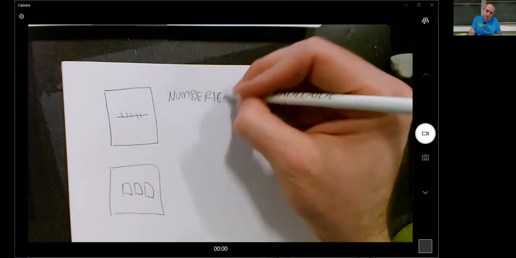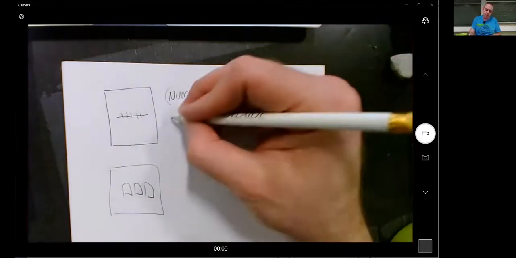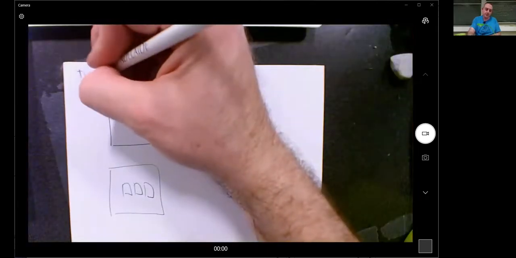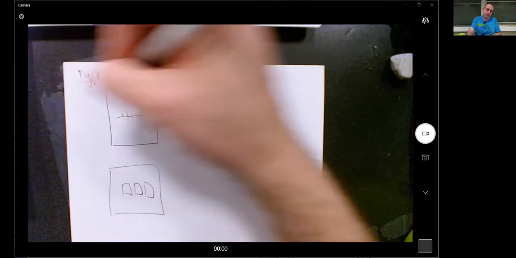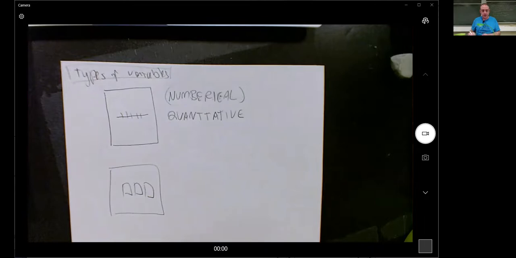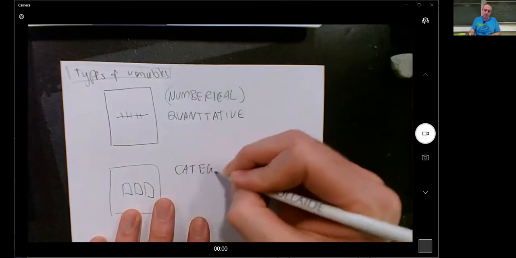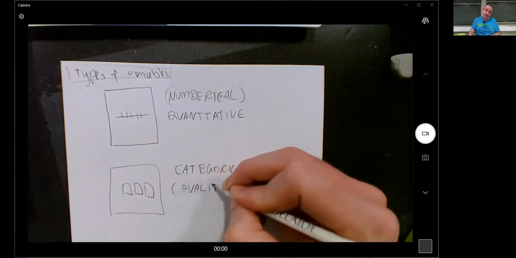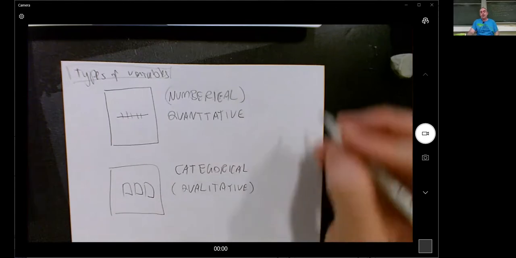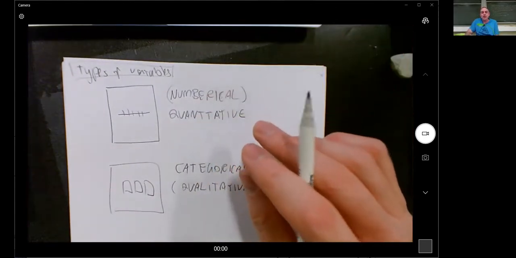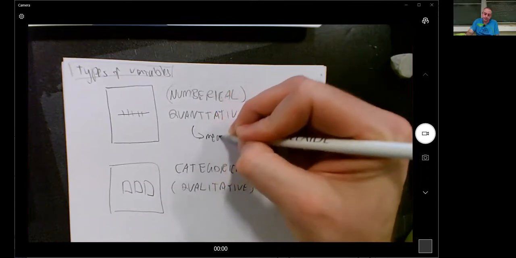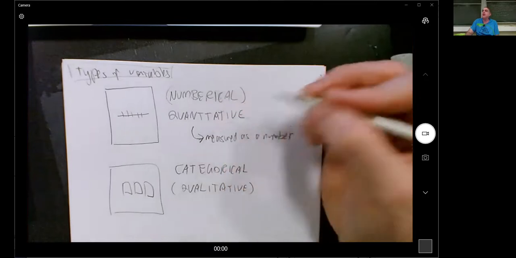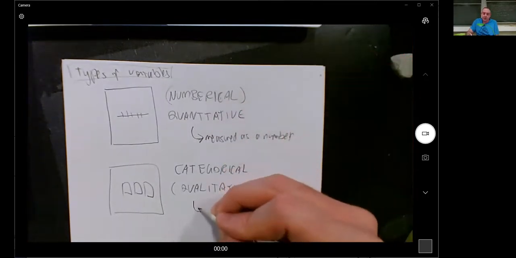So I call them numerical variables. Your lecturer calls them quantitative variables. Types of variables. And there's categorical variables, and other places in the world call them qualitative. So a numerical variable is measured as a number, or counted, I guess. It doesn't have to be measured, just be written down as a number. And a categorical variable is literally a category.